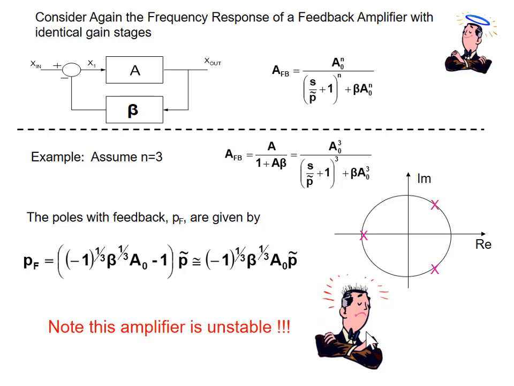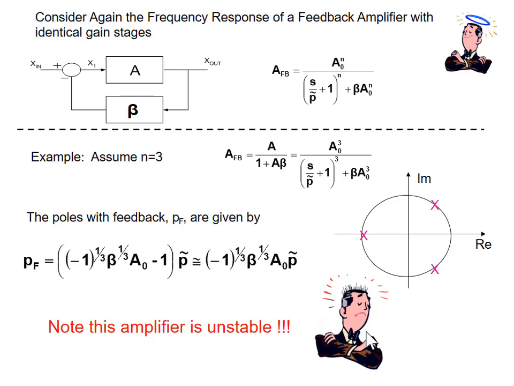Yeah, there is, but how do we see it? That's the -1. Right. -1 to the 1/3 has 3 values. The cube root of minus 1 is triple valued. So those triple values of the cube root of minus 1 will give us the 3 separate poles. And the magnitude of the poles is beta to the 1/3 times A naught times p tilde. So we know the radius here, and they all lie on a circle. So we see there's 2 poles here and 1 pole here.